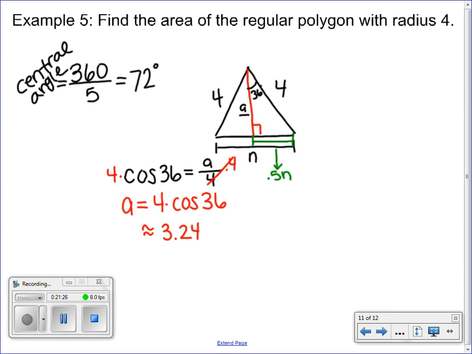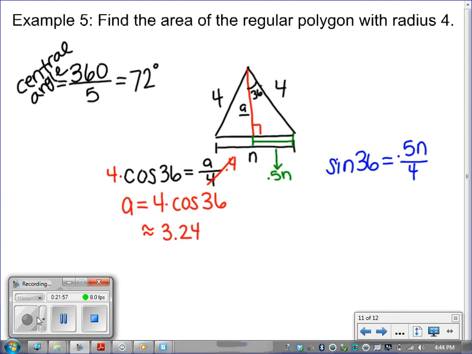Next, I want to figure out what n is. So I figure out that 36 and the 0.5n are opposite, and I'm going to use the 4 again, which is my hypotenuse. So I take sine of the 36 equal to 0.5n over 4. So now our goal is to get the n all by itself. So the first thing I have to do is multiply by 4 on both sides.